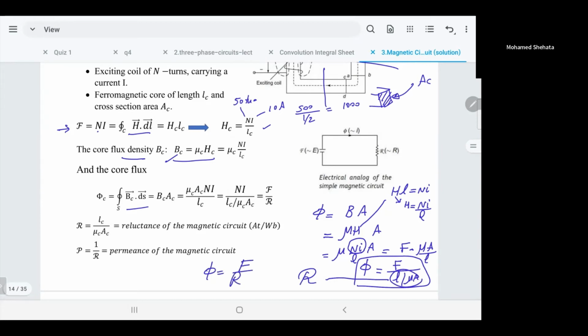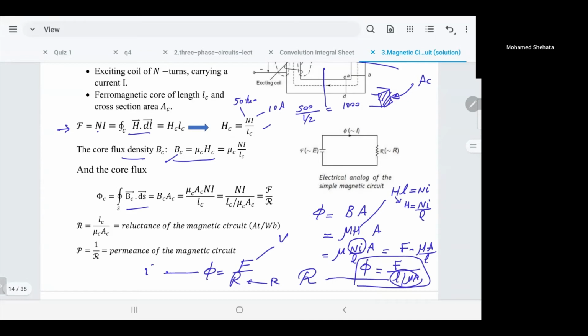So in the end, you have phi equal to F over reluctance R. This is similar to, we're trying to make it similar. There is an analogy between this magnetic circuit and the electric circuit. Phi is like current, F is like voltage, reluctance is like resistance. That's Ohm's law. Then you make life easy when you analyze the magnetic circuit. So phi is like current, F magnetomotive force is like voltage, and R reluctance is equal to L over mu A.